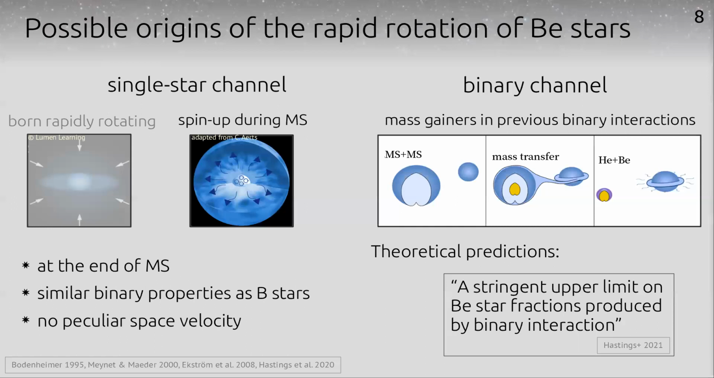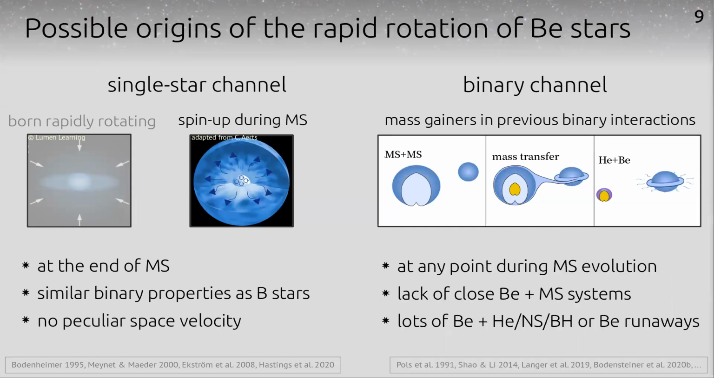What I want to focus on is the observational side, because for the binary channel, the observational properties of these stars would be rather different. If BE stars are predominantly binary interaction products, then we would expect them to appear at any point during the main sequence evolution, because you don't have to wait till the star reaches critical velocity on its own. It depends on what the companion star does and when it transfers the mass.